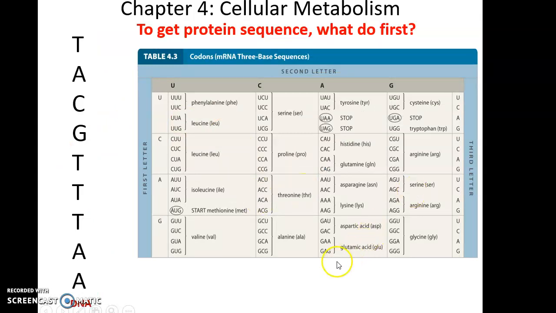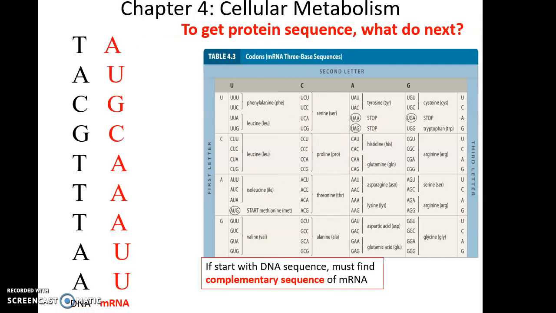All right, here's another sequence. This is a DNA sequence. You know that because it has T's in it. What is the first thing you must do? Well, I hope you said do complementary base pairing to turn it into messenger RNA. So again, if you start with a DNA sequence, you have to do complementary base pairing to make the messenger RNA sequence. Then, after that, what do you do?